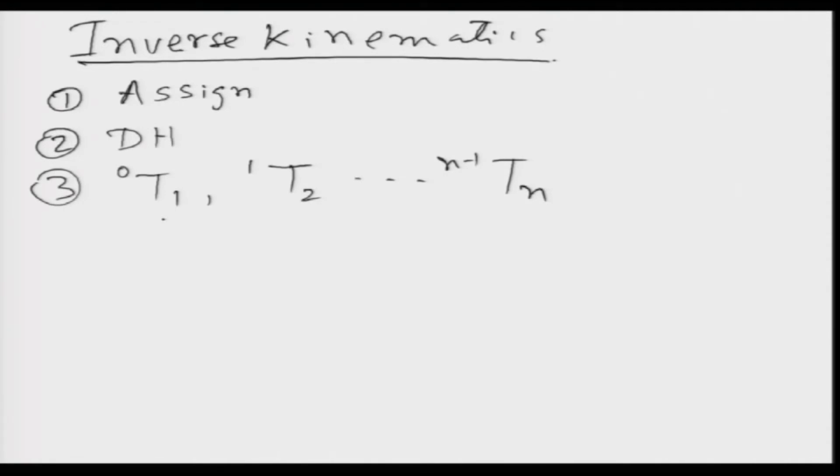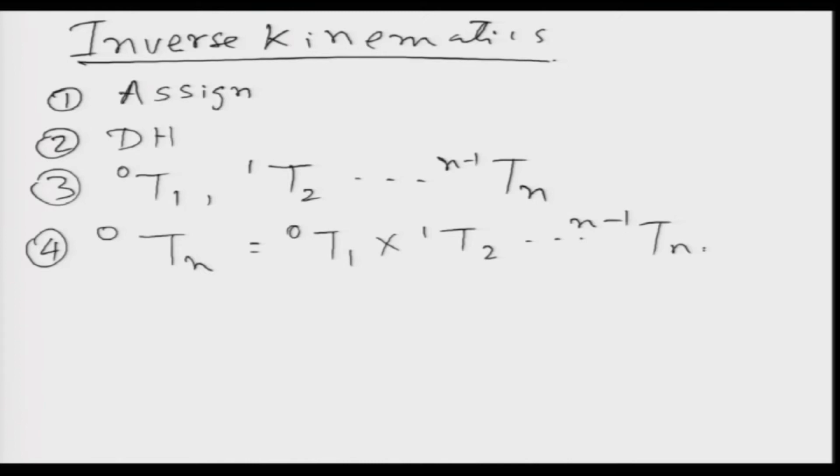Now once we get each of these matrices, what we need to do is multiply them and get the final matrix 0 to n. And how do we get that? We simply multiply 0 to 1 into 1 to 2, like that until the last one, n minus 1 to n. So this gives us the relationship between the last frame, the end effector frame, and the base frame, the 0 frame. This one you should remember is a 4 by 4 matrix.